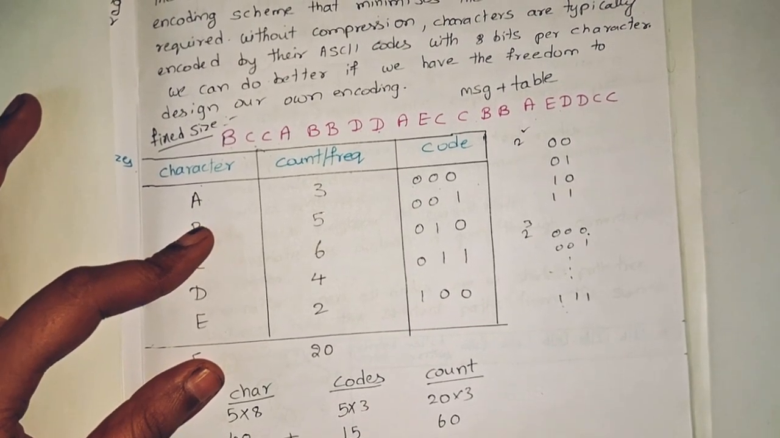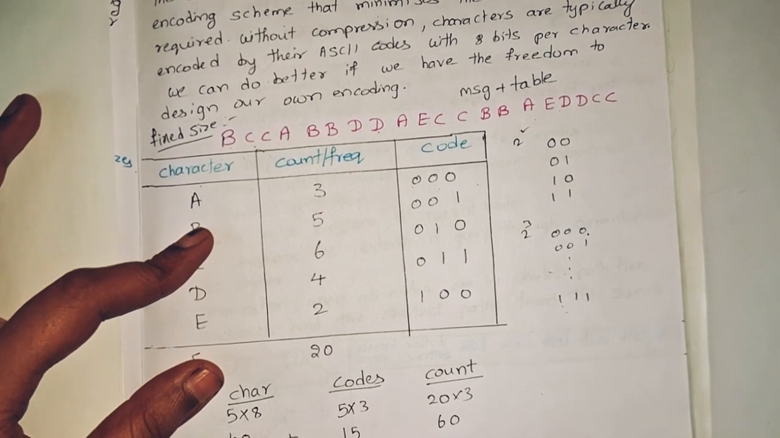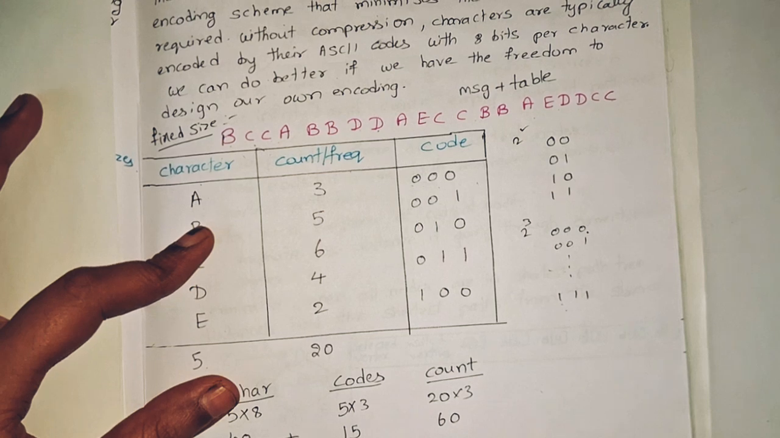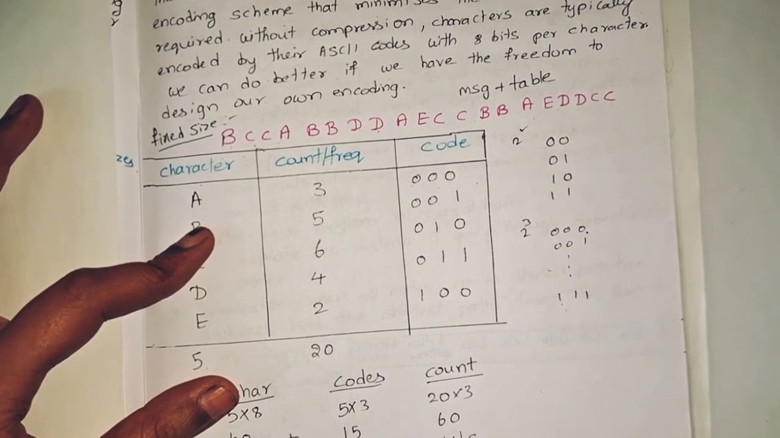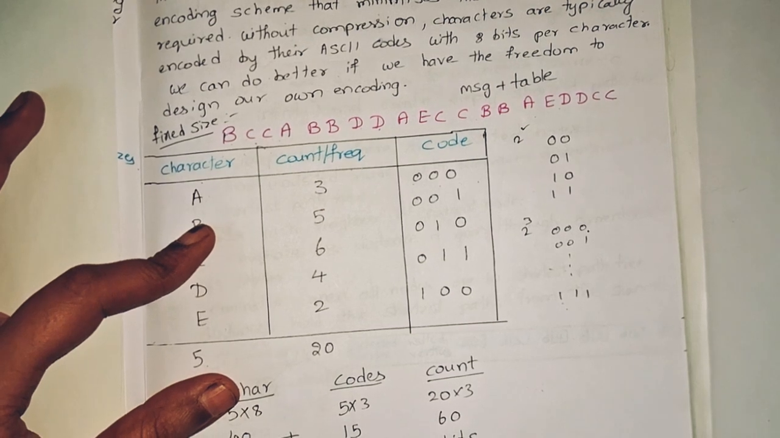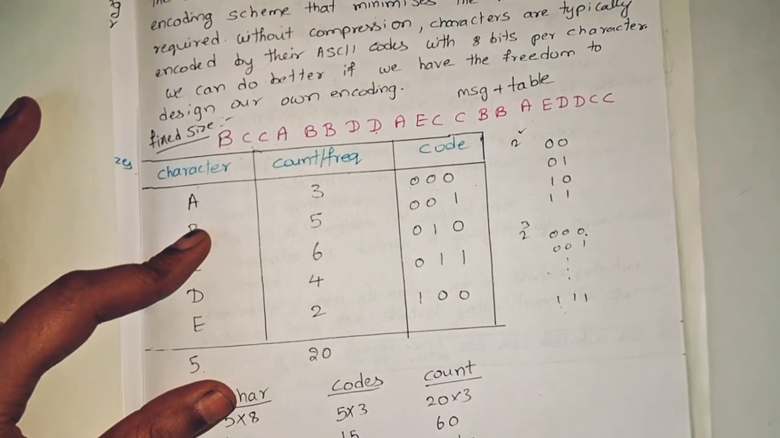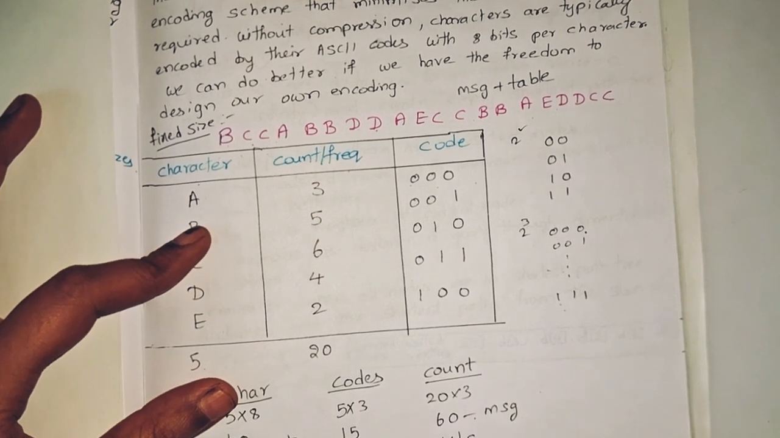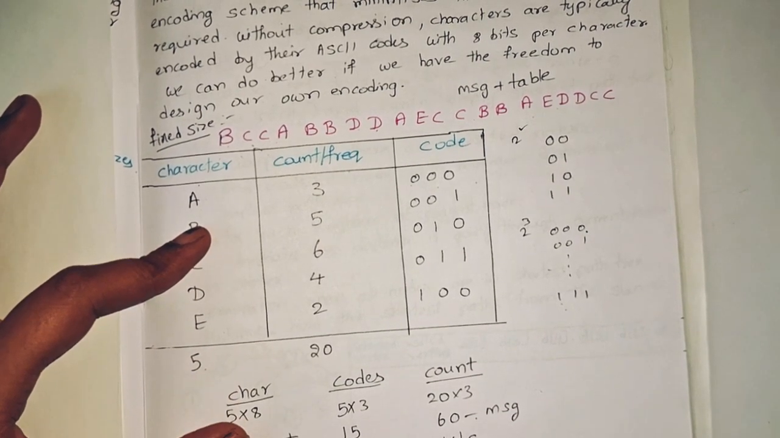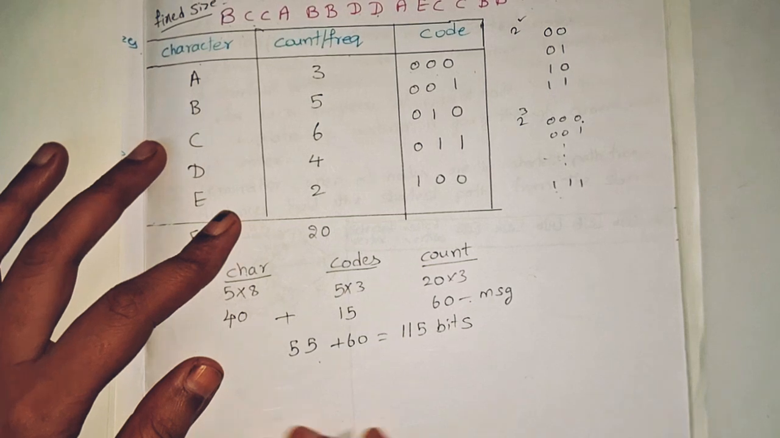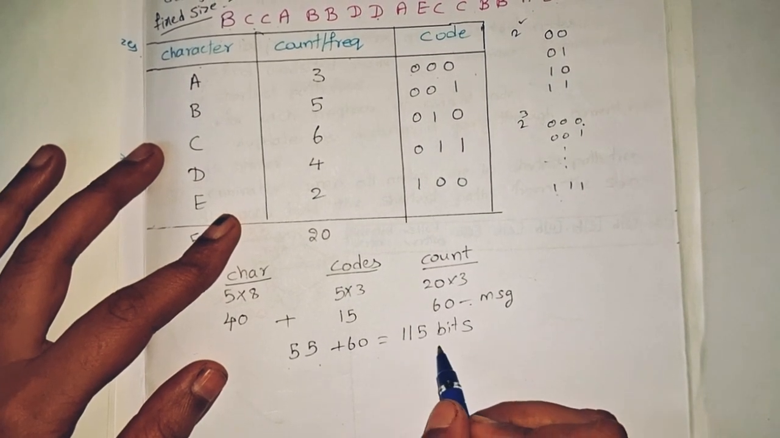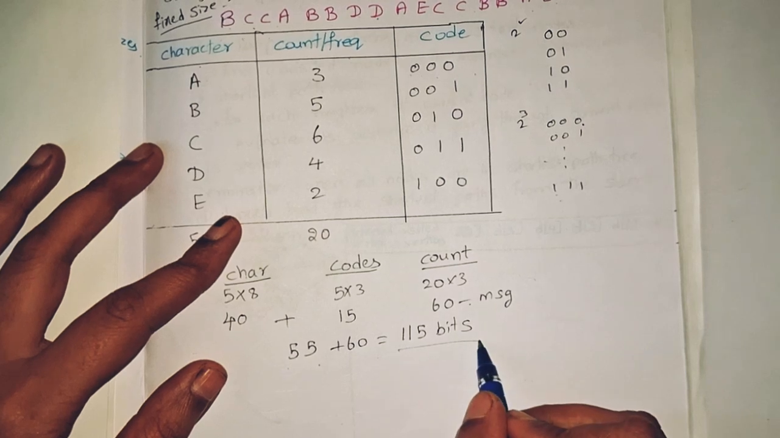So 40 plus 15, that is equal to 55, is the combination of characters and codes. 55 plus 60 is equal to totally 115 bits. So the message is of 60 bits length, and the table length is 55. So totally we are transmitting 115 bits of data.